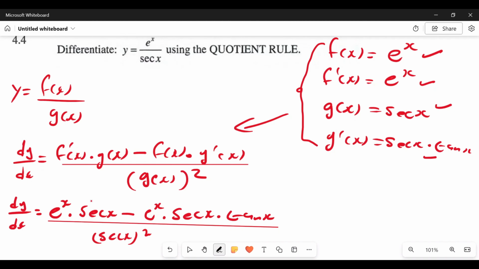Guys, I wouldn't advise you to go further than this because they just wanted you to use the quotient rule. They didn't mention to simplify further. So this is how you actually differentiate this equation with quotient rule. I hope this helps you to understand how to do this one. Just in case you don't know what's happening here, I've made a video explaining the quotient rule. I'll leave that video in the description, and also the very same video will pop up on the top right of this one.